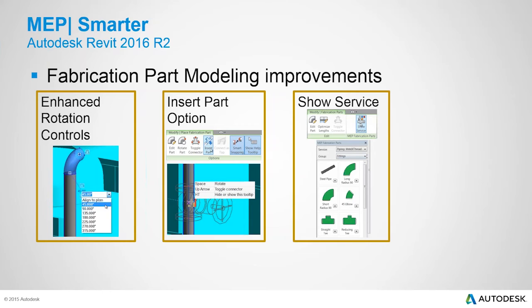Another enhancement, the Show Service tool updates the fabrication part browser to show the service of the element selected in the canvas view. And this makes it easier to continue placing related items. It gives you a more efficient fabrication part browser, and that enables you to model faster as well. So you can actually see what's going on in your fabrication parts.